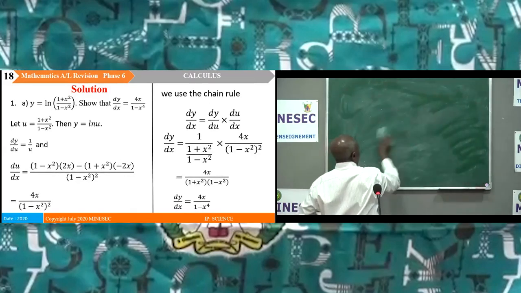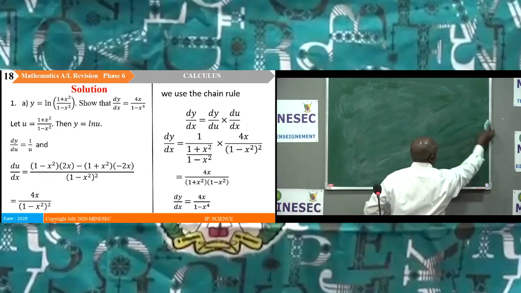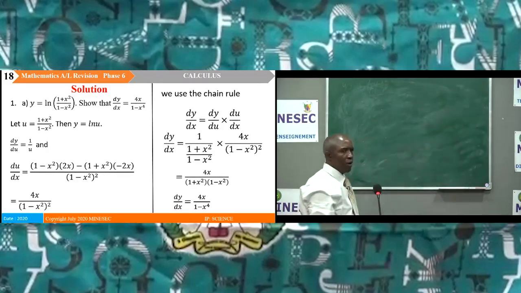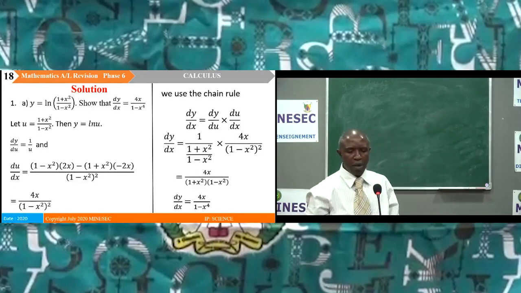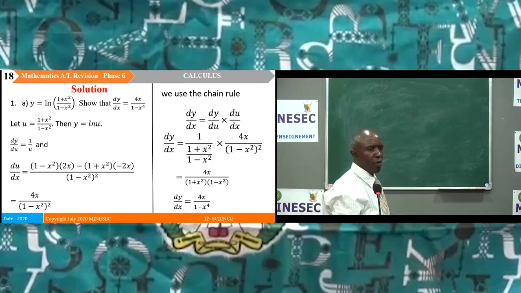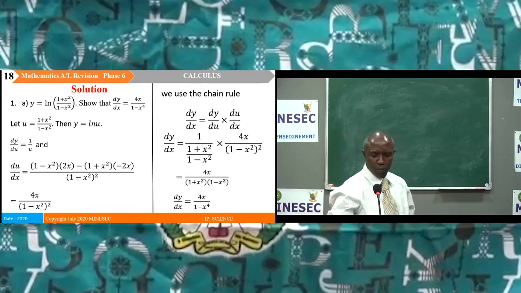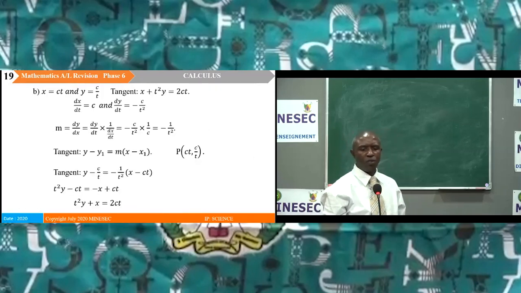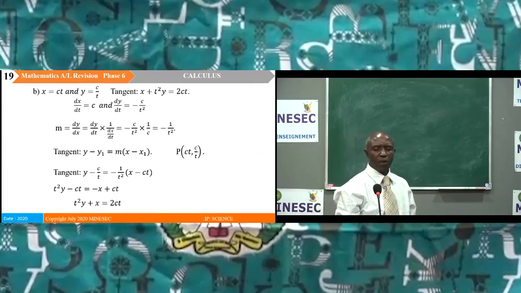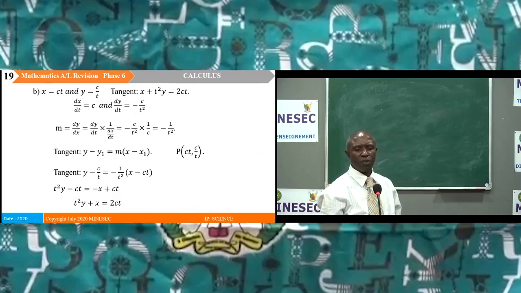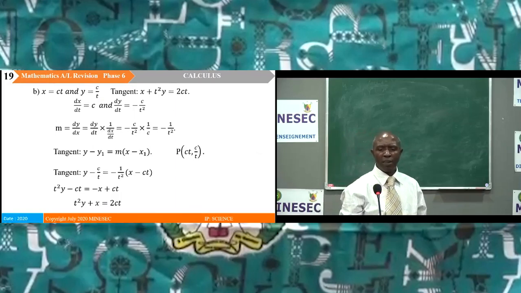The B part of the question is talking about parametric equations. And what are the equations there? We have x is equal to ct and y is equal to c on t. And we are asked to find the equation of the tangent, or we should show that the equation of the tangent is x plus t squared y equal to 2ct.